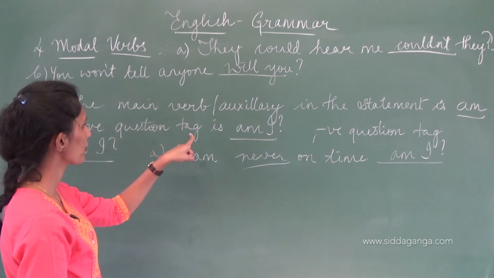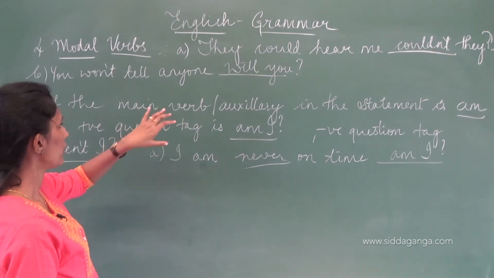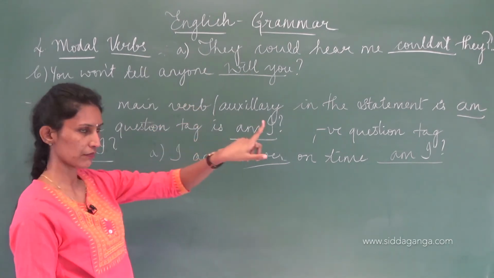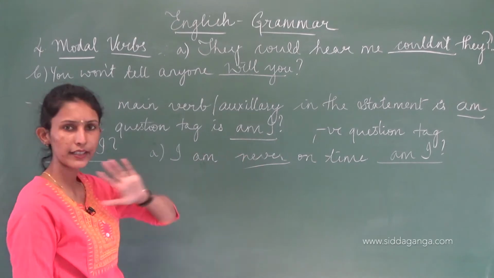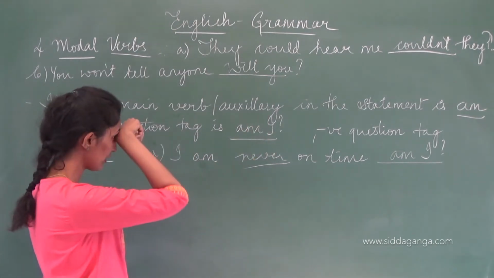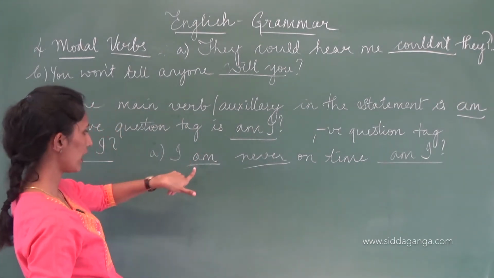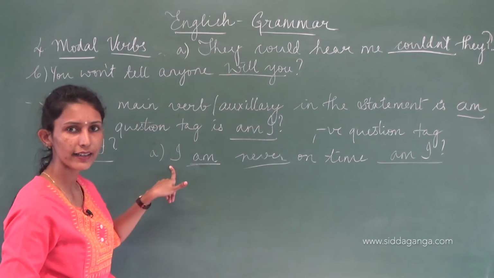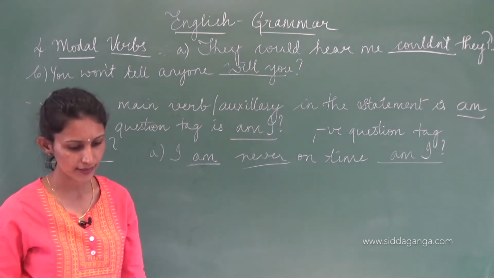Now, I think you're going to get confused with this. Let me make it simpler for you. If the main verb or the auxiliary is am, okay, and negative positive sentences you keep in mind, don't change that. Here, am, okay, I'm never on time, am I, just switch it, am I, alright. I'll give you one more example for aren't I.